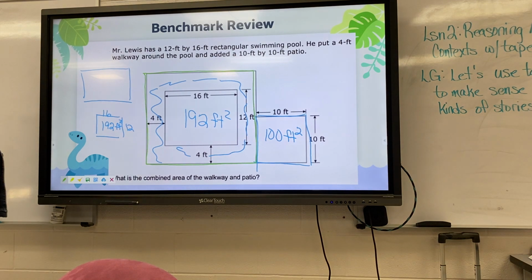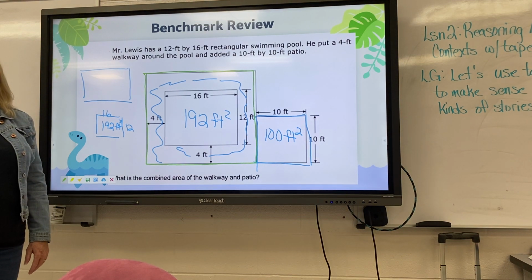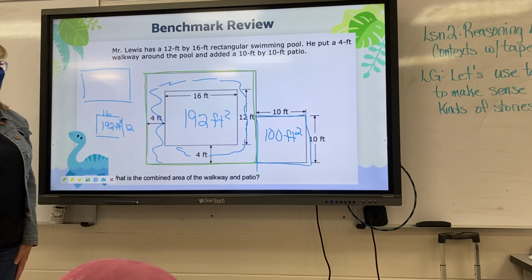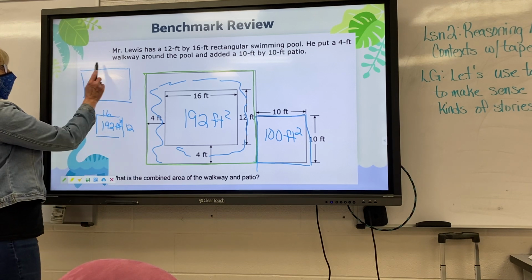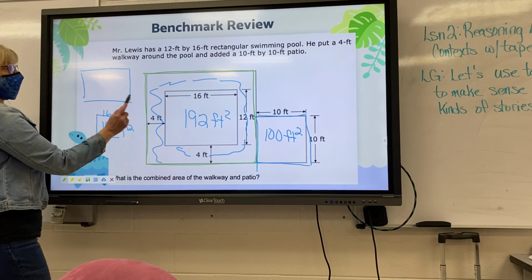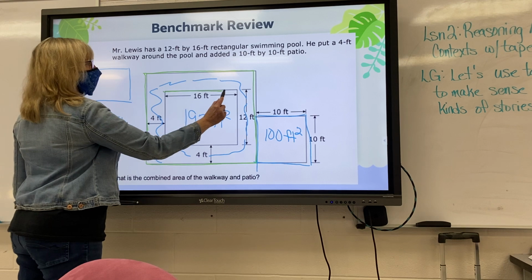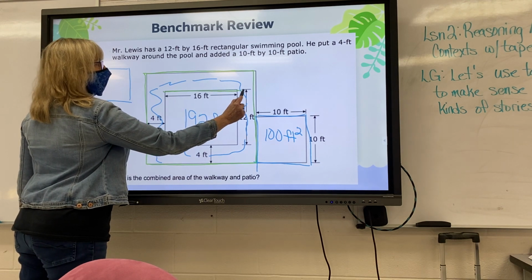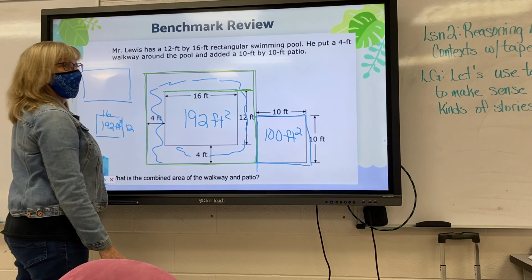Okay, so now we need to figure out the measurements of the outside of the walkway. So how long is this right here? Well, it's 16 from here to here. Then how far is it here?